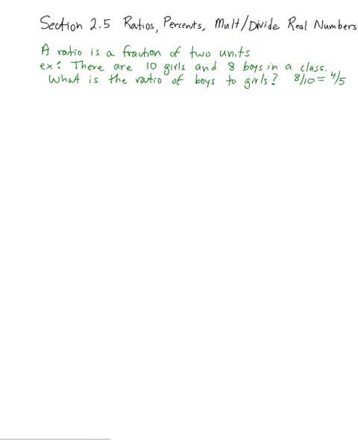I might ask you, what is the ratio of girls to total number of students? And you would start with the number of girls. There are 10 girls, divided by the total number of students. Well, there's 10 girls and 8 boys, so I guess there's 18 total. And you would reduce again by 2. You would write 5/9.